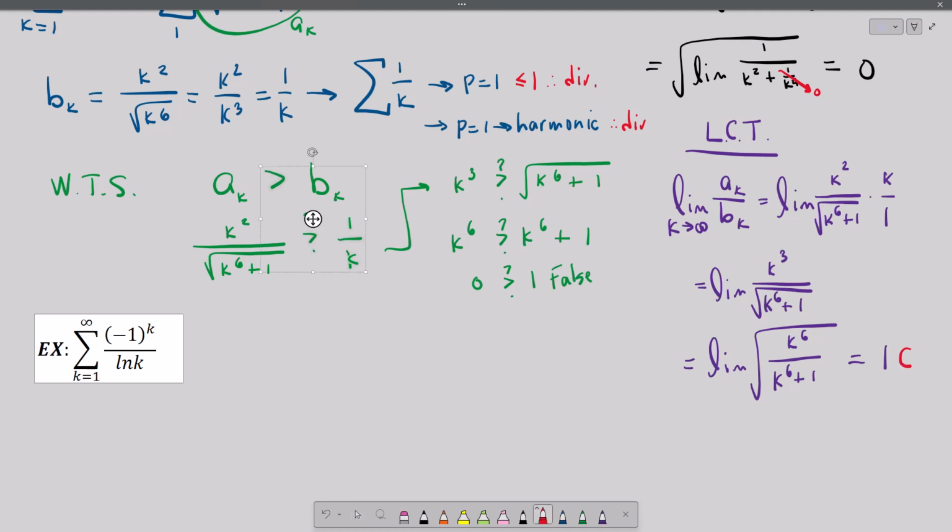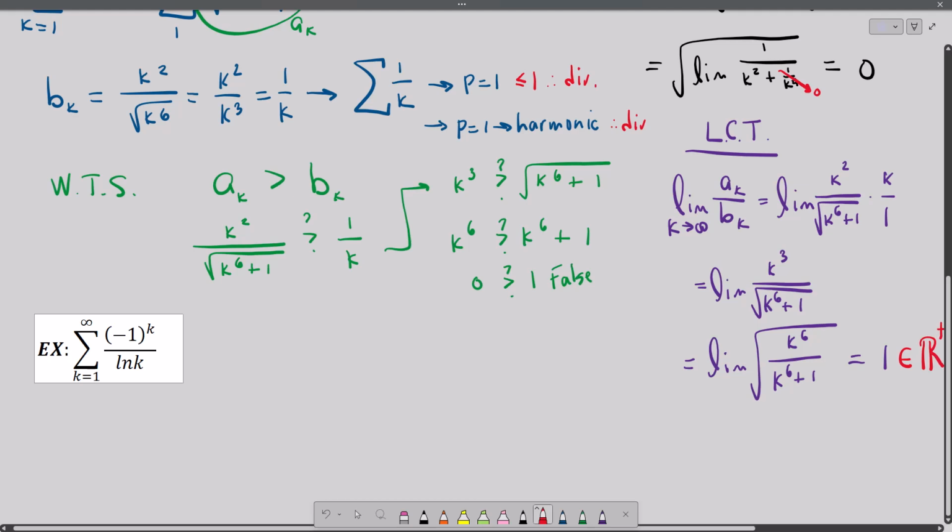So it does the same thing as the b sub k. Yes. So the two series do the same thing. They either both converge or both diverge. If that limit of the ratio is a number, that sort of means that they're linked together and they're sort of dragging through together. Whether they're dragging to divergence or dragging to convergence, they're doing the same thing.